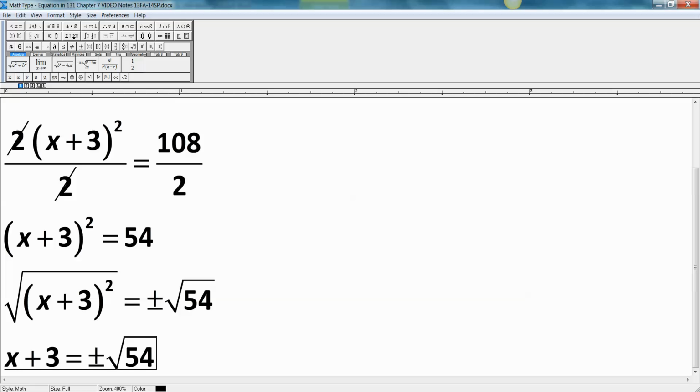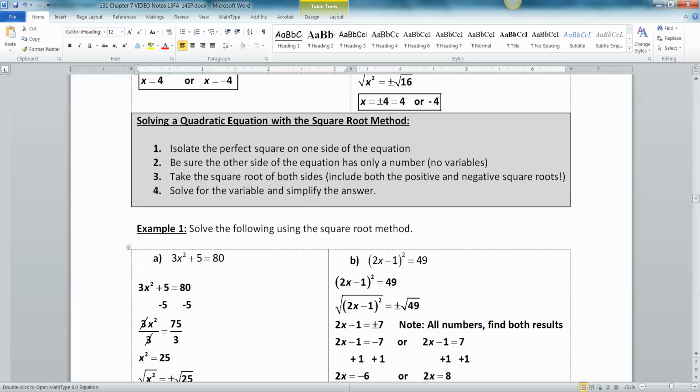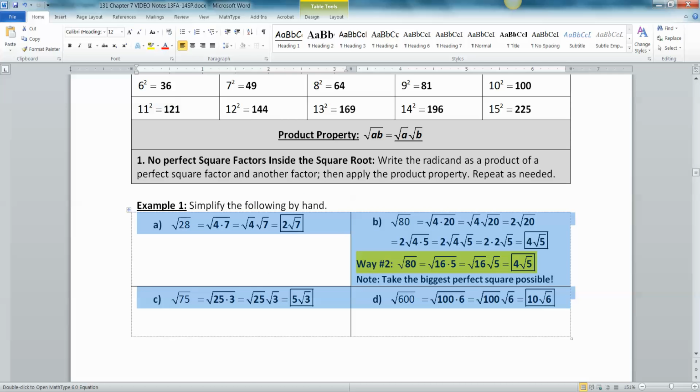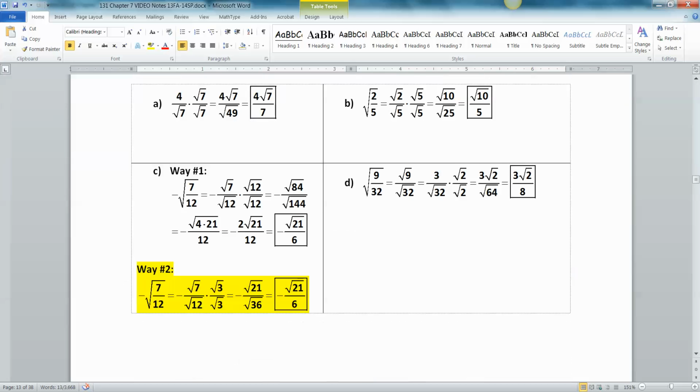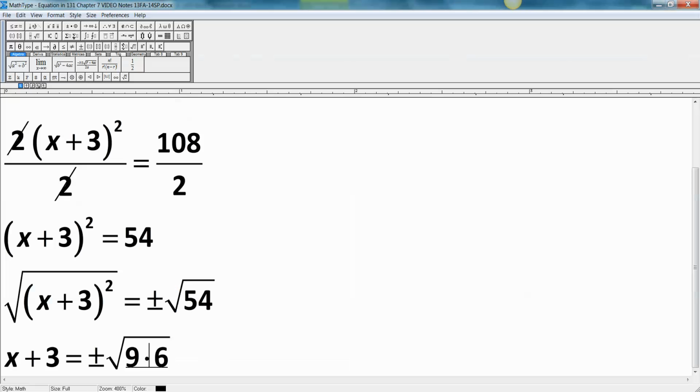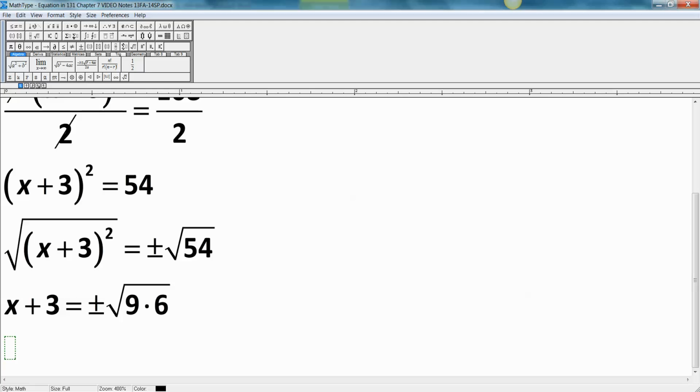Now let's take a moment and break down 54. 54 is 27 times 2. So that's 9 times 6, right? What I'm doing here is utilizing that technique we practiced way back, which is to find a perfect square and break it out of the square root. So the square root of 9 is 3. So x plus 3 equals plus or minus 3 square root 6.